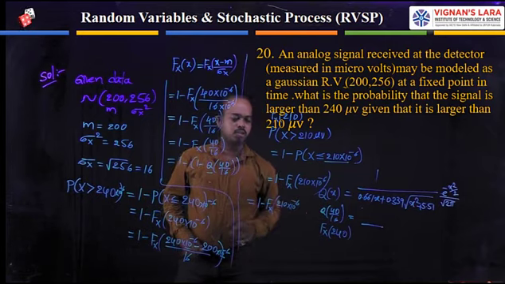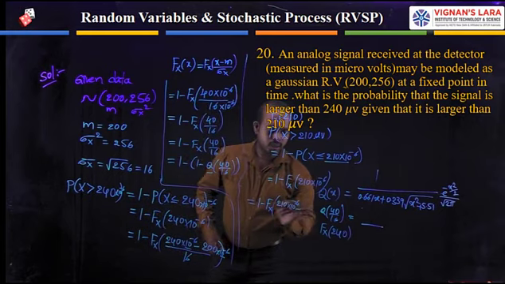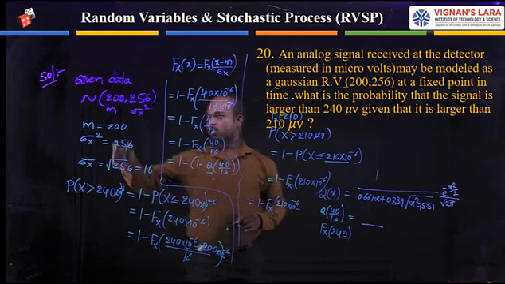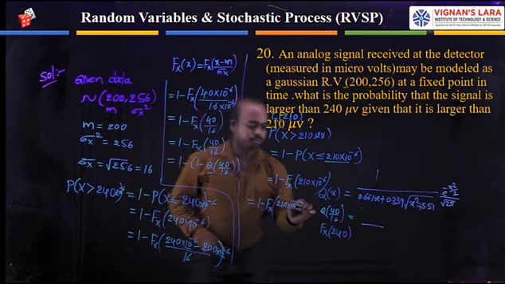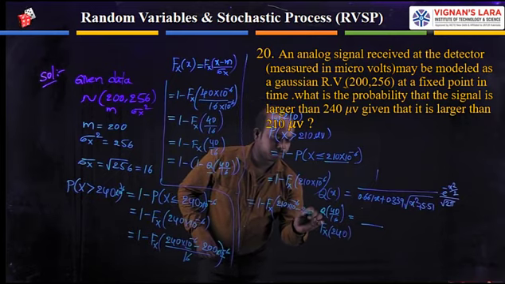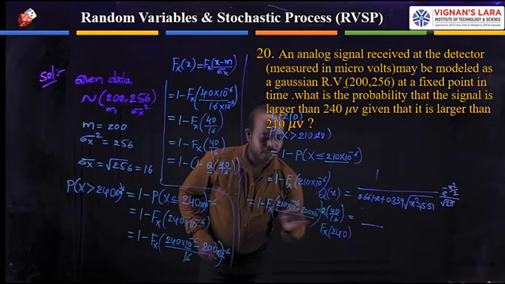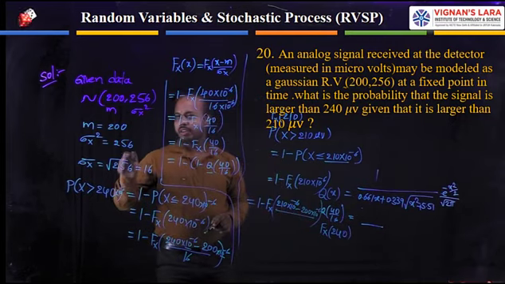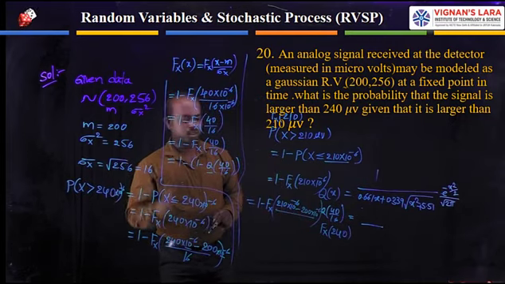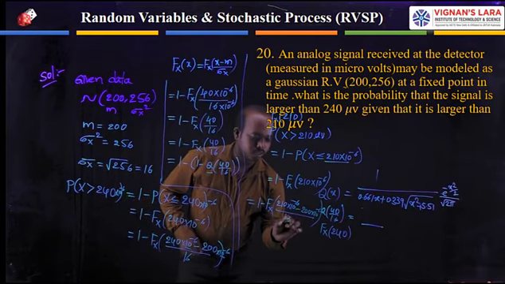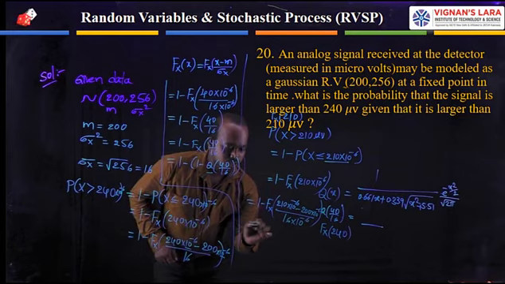10 power minus 6 minus the m value. The m value is 200 microvolts, so 200 into 10 power minus 6, whole divided by the standard deviation value, which is 16 microvolts. 16 microvolts is 16 into 10 power minus 6. Here you can simplify these quantities.